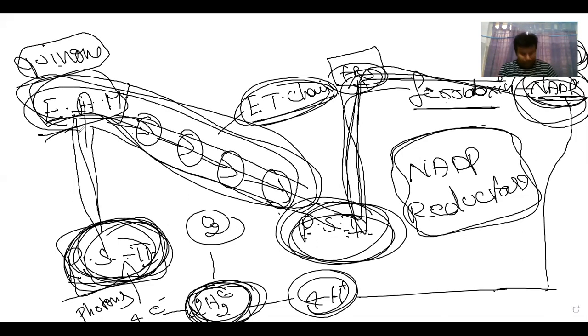Through these electron acceptor molecules, electrons are passing. Therefore, this chain is also called the electron transport chain. Already I said it. Electron acceptor chain. Okay? That's all. This is the explanation.